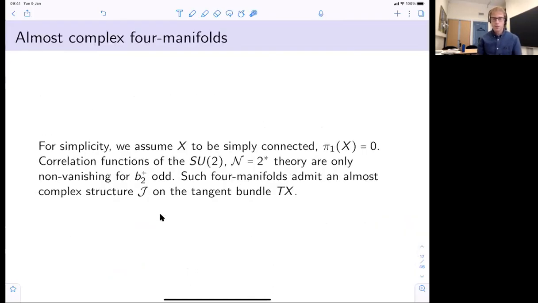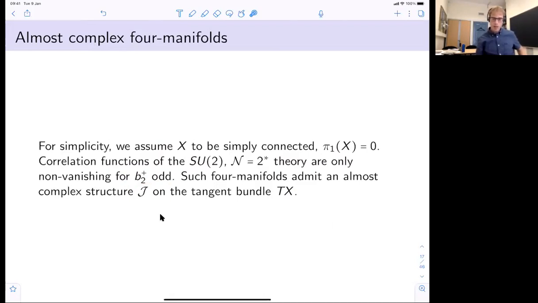Okay, now for simplicity, we will assume that X is simply connected, meaning that pi 1 of X is 0, such that there are no one cycles or free cycles. And then one can show that correlation functions of these theories are only non-vanishing if B2 plus is odd. Okay, so since we are interested to determine something non-vanishing, we can restrict to this case that B2 plus is odd. B2 plus is one is then one of them.